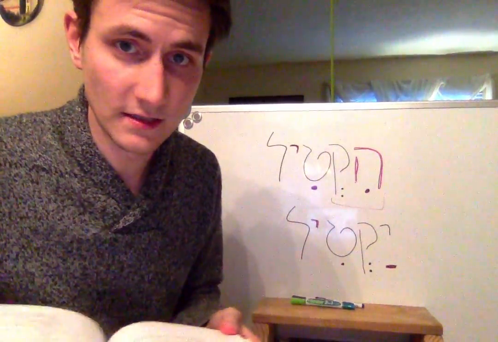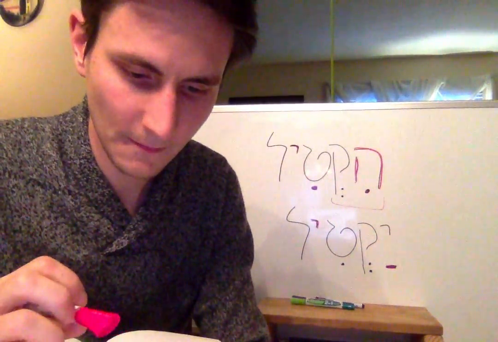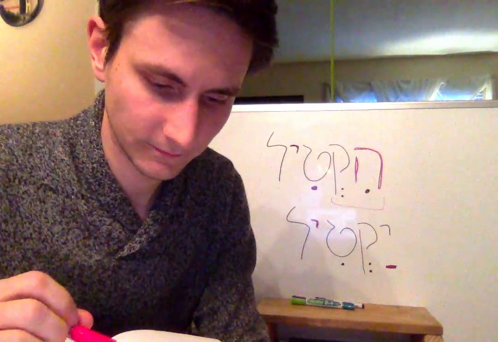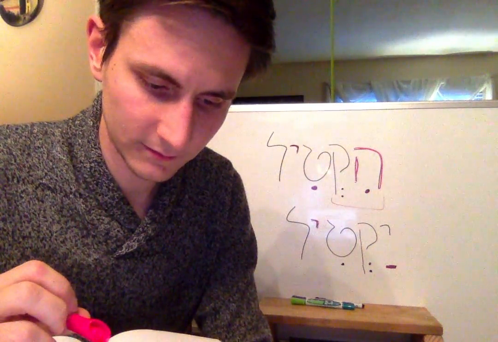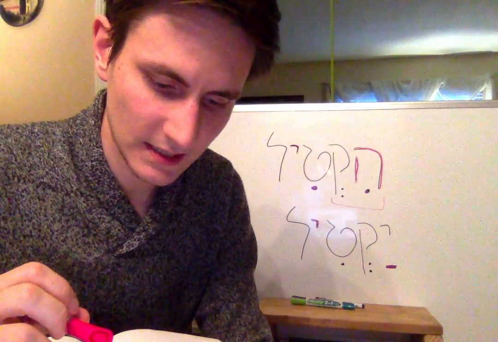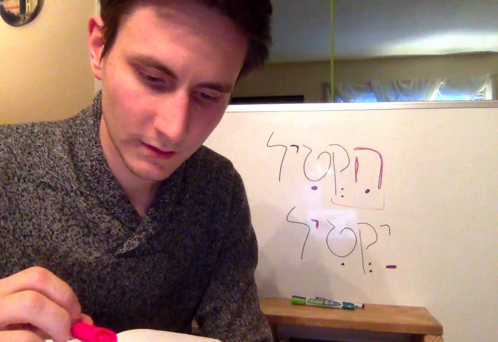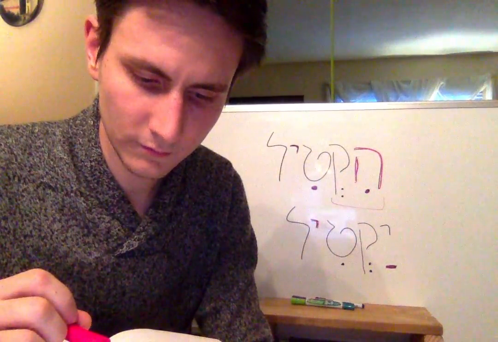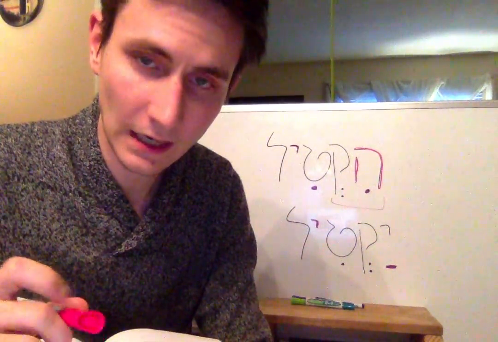All right, let's go ahead and read the imperfect ones. Flip over to page 170 and go ahead and repeat after me. Yaktil, taktil, taktili, aktil, yaktilu, taktilna, taktilu, naktil.